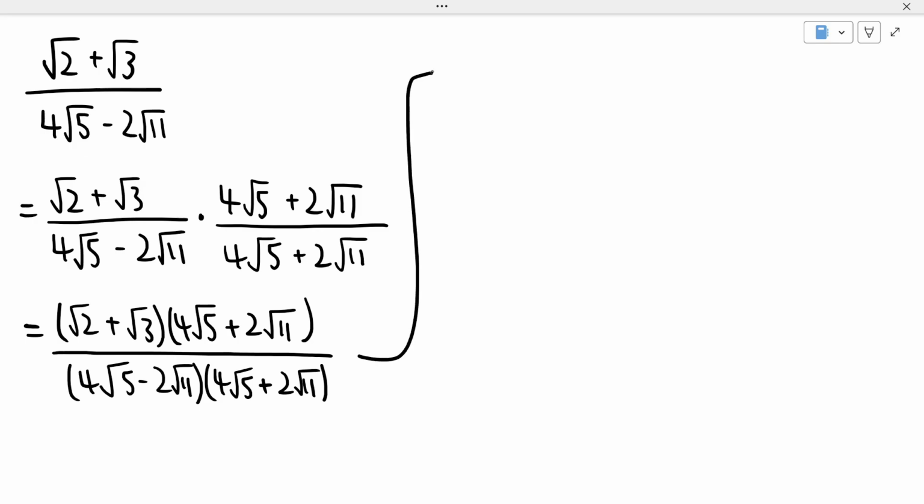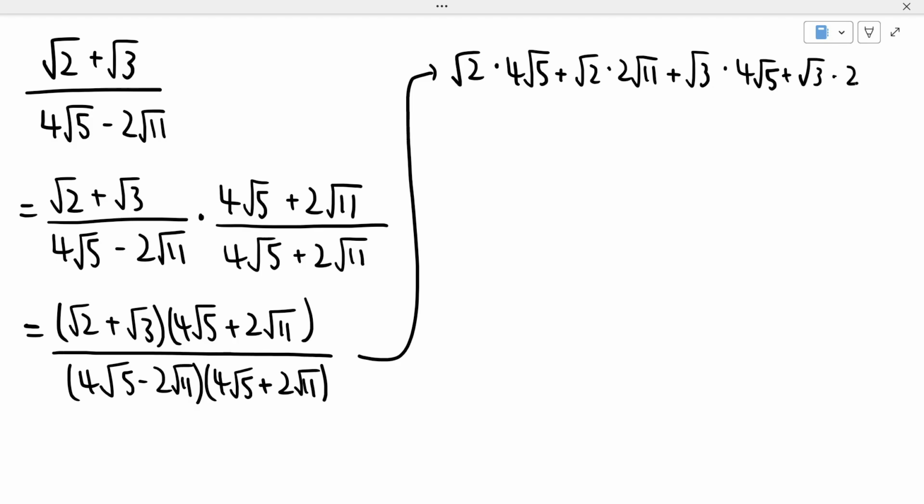We just need to do the multiplication by applying the distributive property now. So in the numerator, the first multiplication is the square root of 2 times 4 square root of 5, and the second multiplication is square root of 2 times 2 square root of 11. The third multiplication is square root of 3 times 4 square root of 5, and the last multiplication is square root of 3 times 2 square root of 11.